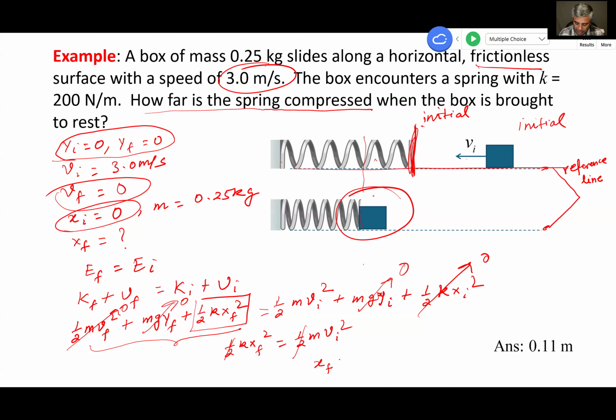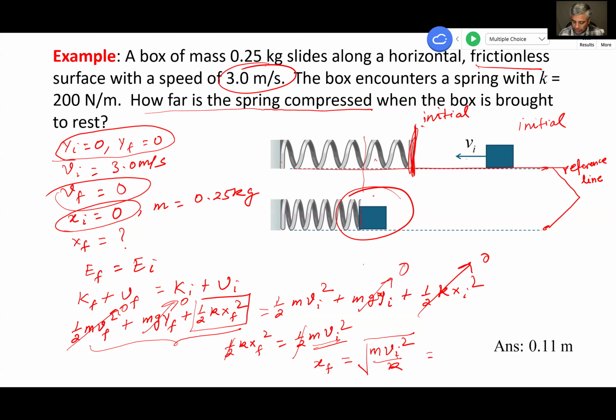So that means I need to bring the k on the other side. So on the other side, we are left with this mbi square, right? And then k comes here and divides. So that would be xf squared, but xf is just the square root of that, okay? So we know all these.